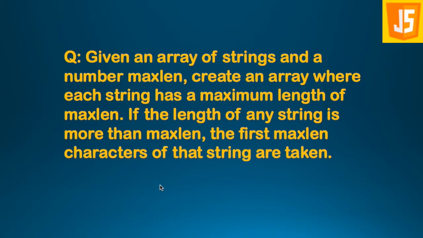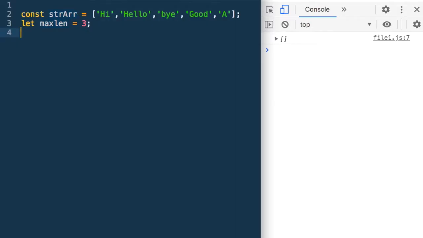Given an array of strings and a number max length, create an array where each string has a maximum length of max length. So each string in the new array should have a maximum length of maxlen. If the length of any string is more than maxlen, then the first maxlen characters of that string are taken. So we'll take the first characters till maxlen and put it there. Suppose we have this string array and maxlen given to us. So we need to create that new array.